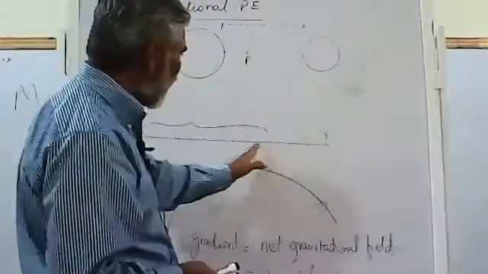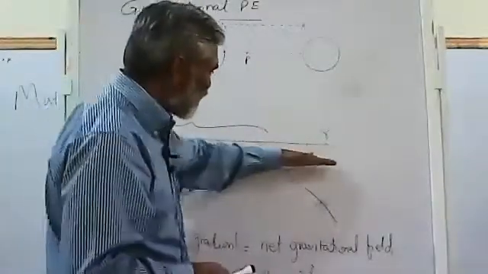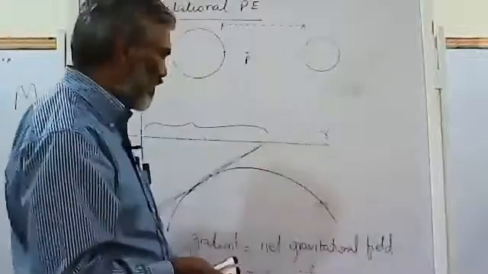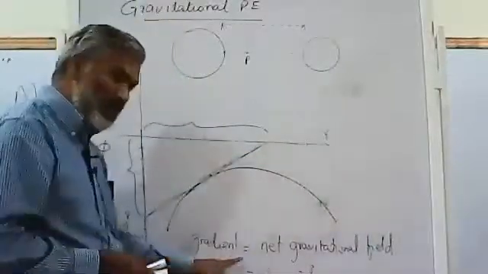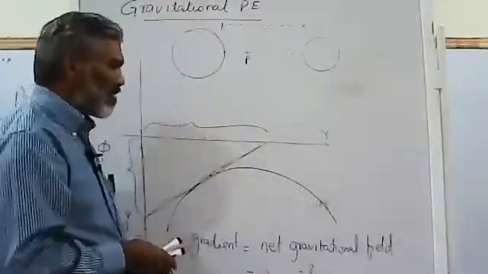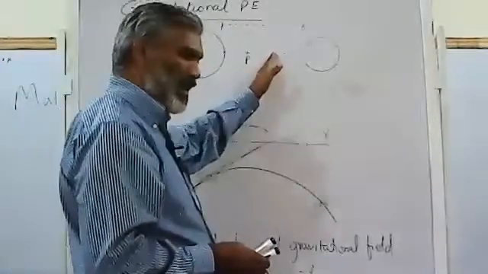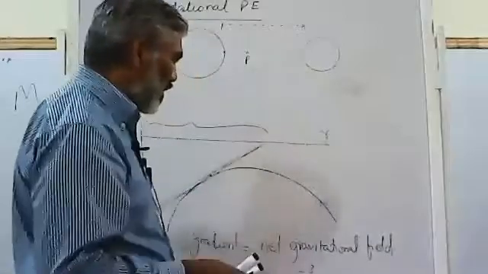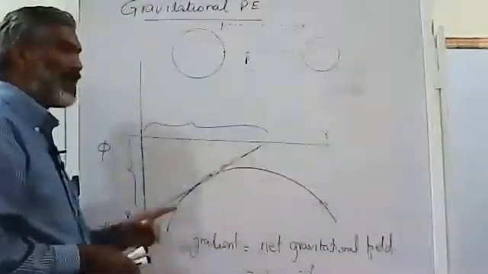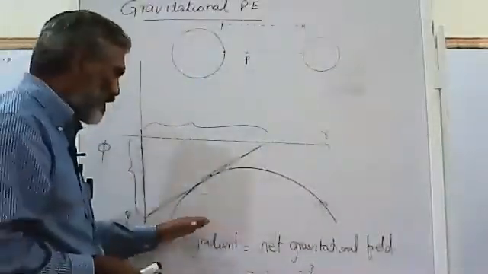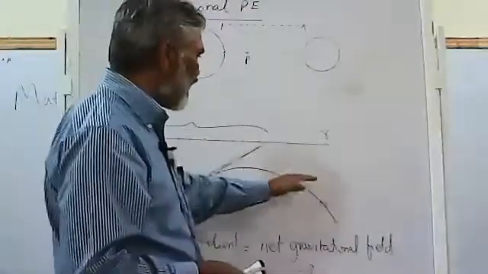So somewhere here we expect that the slope of this curve will be 0. So the gradient will be 0 there. So the gravitational field will be 0 there. The mass will not be experiencing any force. But this is not the case with the gravitational potential energy. Gravitational potential energy is never 0 at any point.